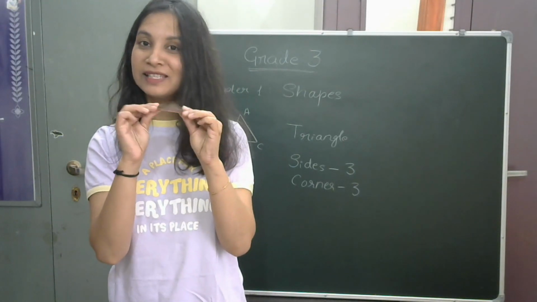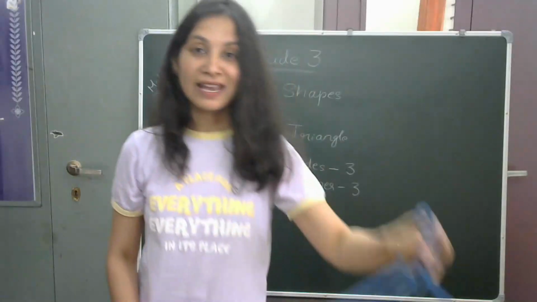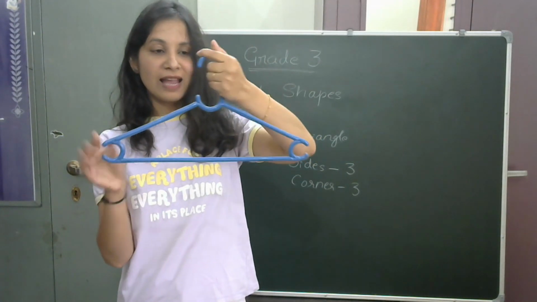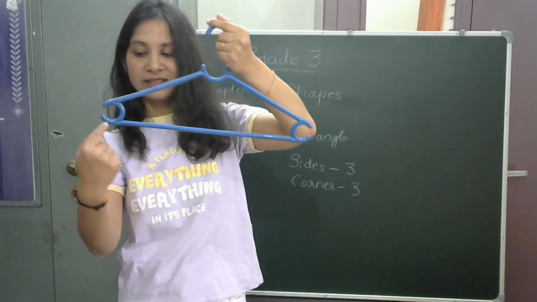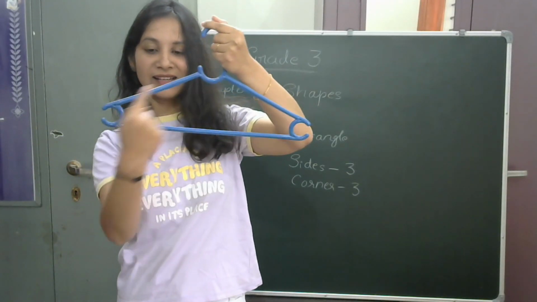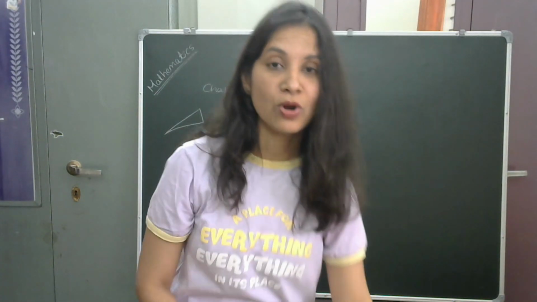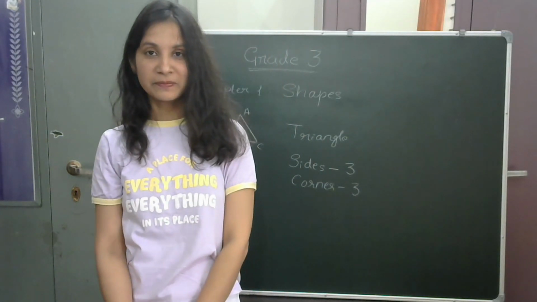I hope you have seen even chips also, right? Which is in this shape. Can you see this hanger is in triangular shape? Yeah, I can ignore this part. See, the shape is a triangle, right, children? So like this, you can point out many things in your surroundings.